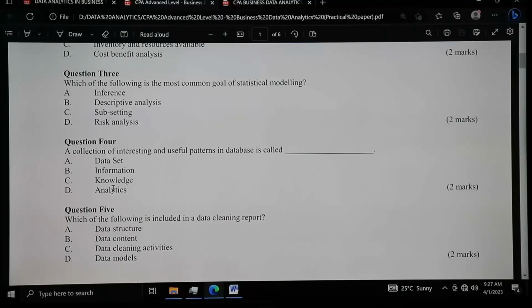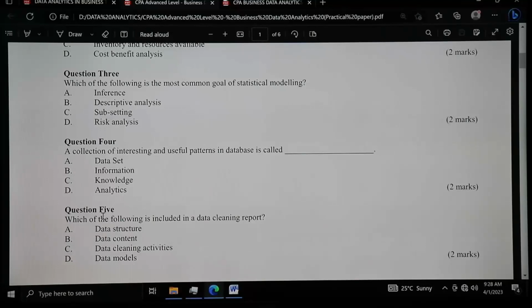Why have this pattern? Because it will help us to understand the data, to analyze the data in a clear way and identify the trends. So that is analytics. That is what we call analytics.